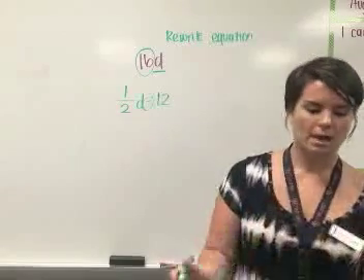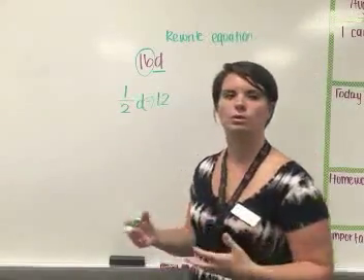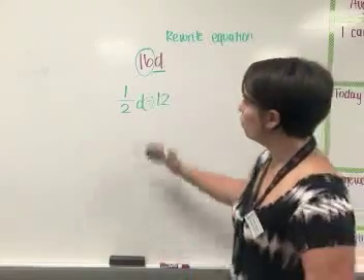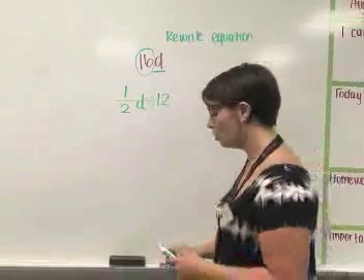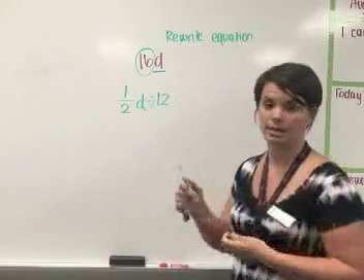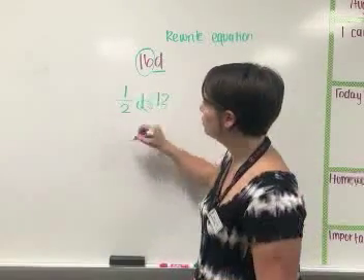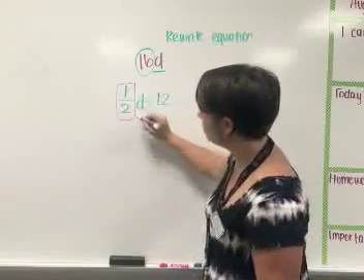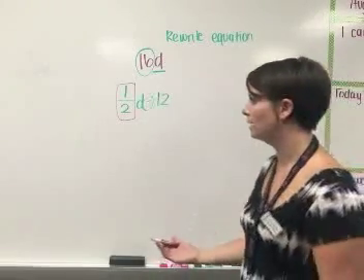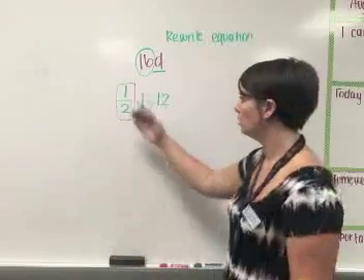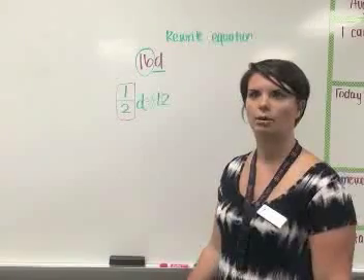So, step 1. When we look at this problem, we're going to use some order of operations. What do we have next to D? We have 1/2, right? Now, the whole goal of this game is to get D by itself so that we know what D equals, right? So if I have 1/2 D, I'm going to divide 1/2 on each side.